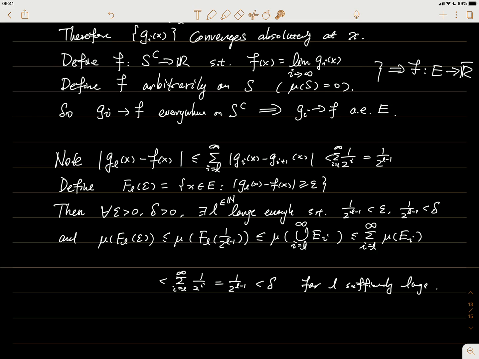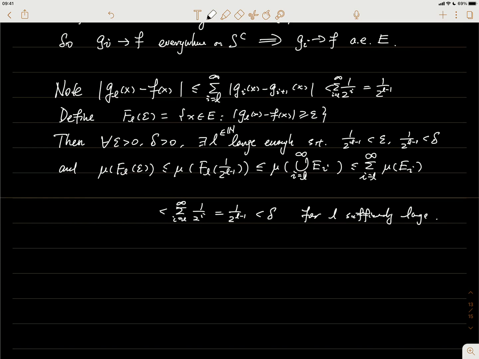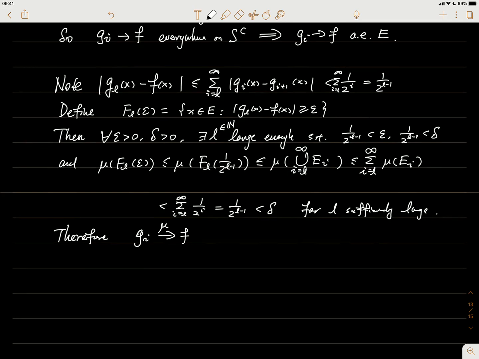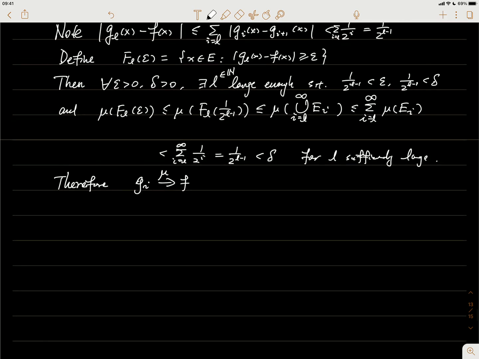Okay, so this shows that according to our definition, for any epsilon and delta, we can find this L so that this is less than delta. That means, by definition, that this g_i actually converges to f in measure. Okay, so this completes the first step I mentioned at the beginning of the proof. We want to find the subsequence of the f_k that converges to f in measure. And now the rest is to show that this subsequence will drag the entire sequence to f. Okay, and this will be easy.